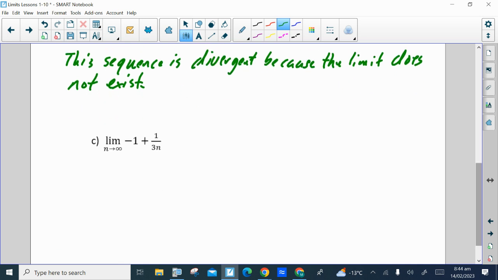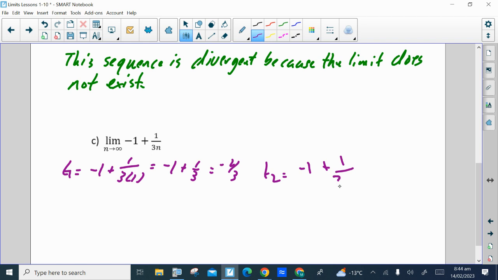Okay, looking at this next one, we want to find the value of this limit. So term 1 would be negative 1 plus 3 over 1. I'm sorry, that's not right. It's 1 over 3n. So that'll be negative 1 plus 1/3, or negative 2/3. That's term 1. Term 2, when n is 2, would be negative 1 plus 1/6. So that negative 1 we would say would be negative 6 on 6, plus 1 on 6, would be negative 5 on 6.